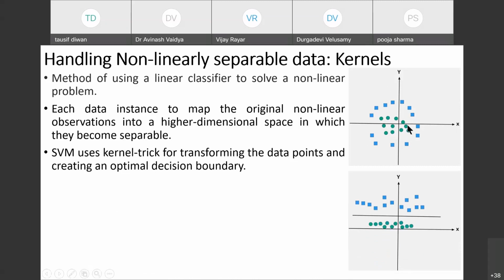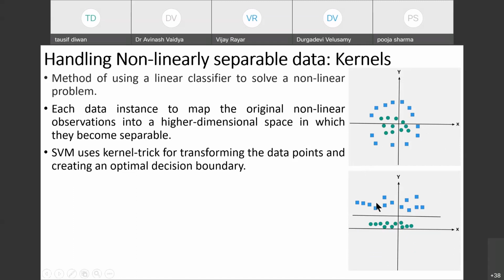Suppose this is your X and this is your Y. I am putting one more dimension. The value of that dimension is x square plus y square. That value is fabricated based on x and y only. Suppose that expression is x square plus y square.